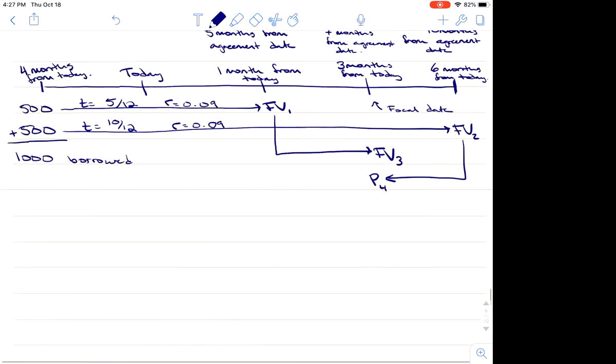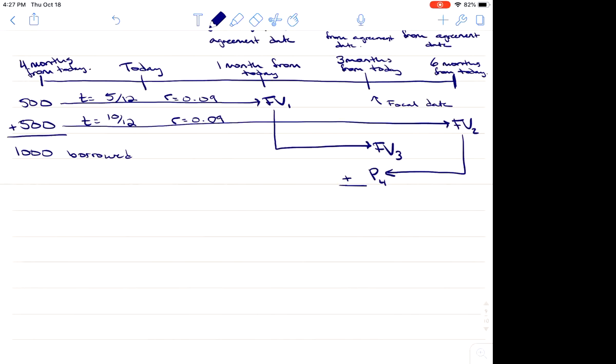So adding these up, that would be the lump sum that she should pay 3 months from today. Right? So it's the total owing 3 months from today.